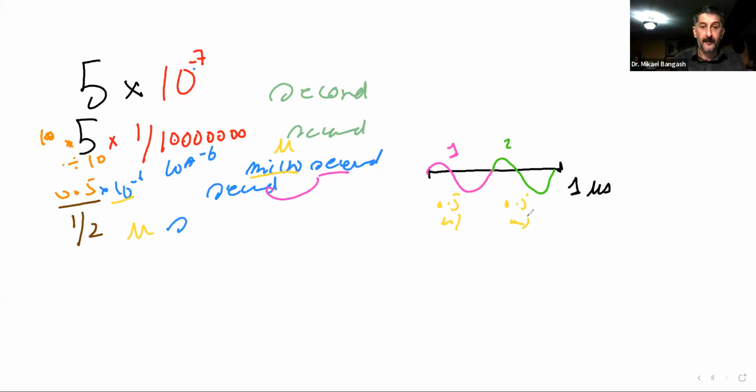We can also say that this 5 multiplied by 1 over 10 raised to the power, or 10 million, can actually be the same as dividing 5 by the very same number, 10 million.